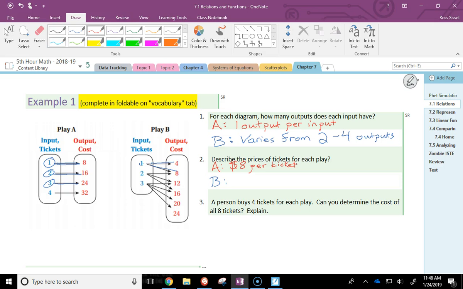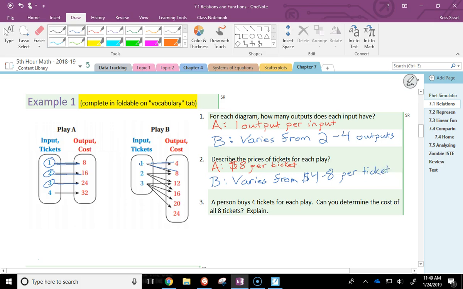And we have to identify how much. So we're going to say, I want to use blue. Our price varies from $4 to what? $4 to how much? 8. I heard it. 8, not 24. 24 is the total cost, but for one ticket, it's $4 to $8 per ticket.